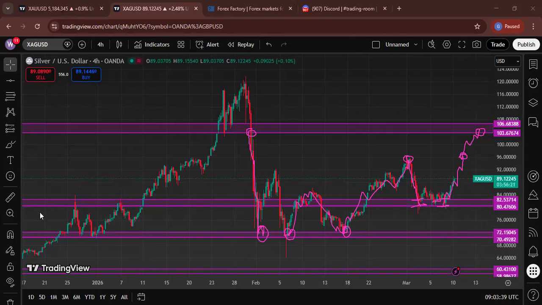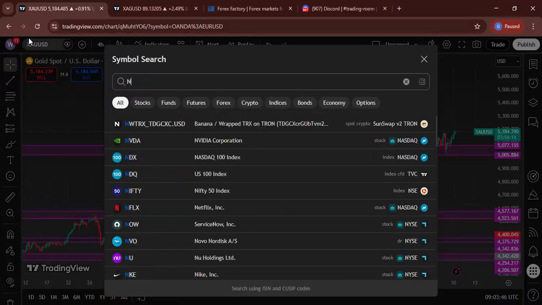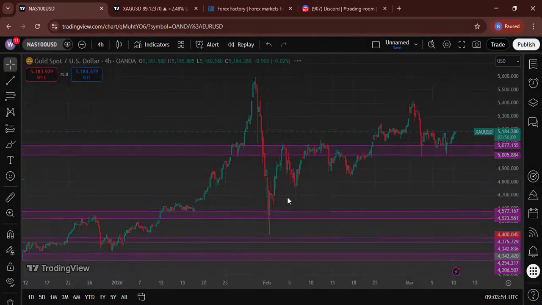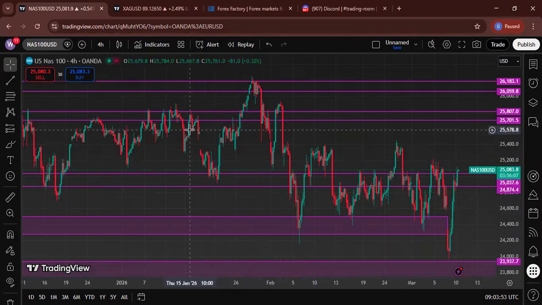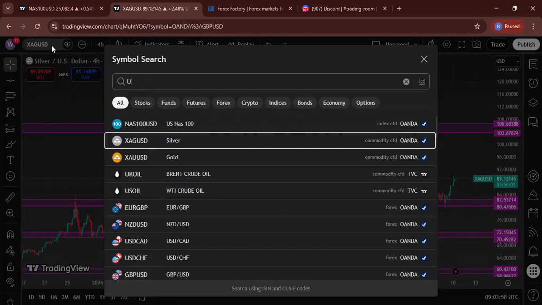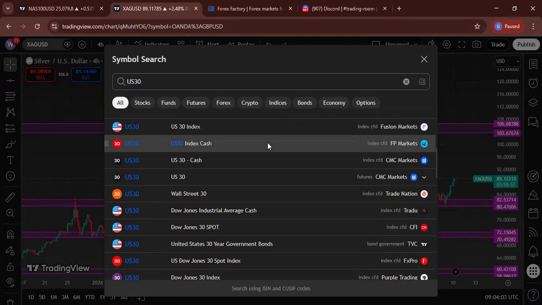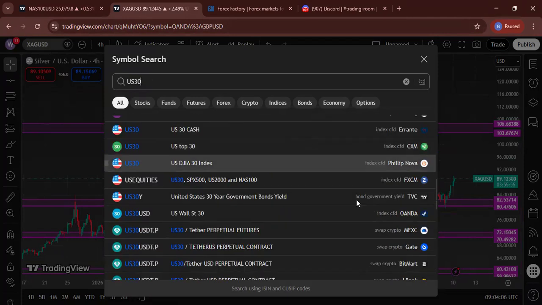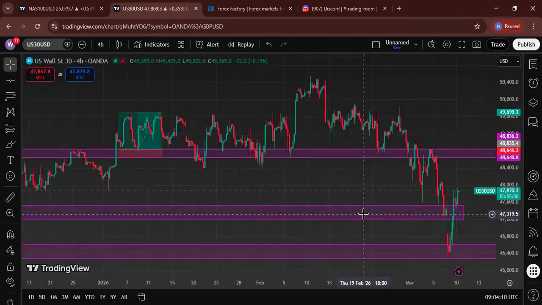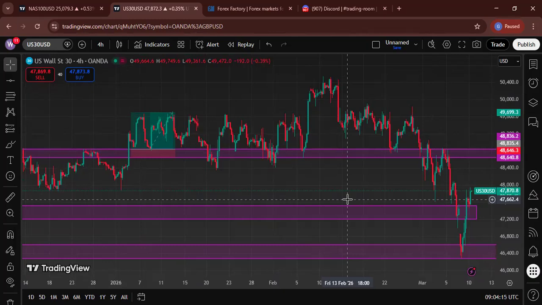Then let's have a look at NAS and US30. Let's have a look at what you're anticipating for on the indices. NAS 100 and US30. So we have NASDAQ there, and we have US30 right next to it. So there you have that.